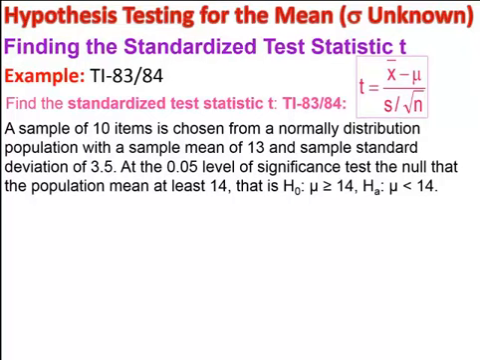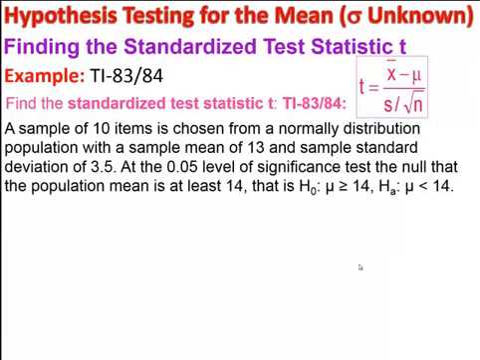So when we're looking at this example, we have a sample size of 10 items chosen from a normal distribution population with a sample mean of 13 and a sample standard deviation of 3.5. At a 0.05 level of significance, test the null that the population mean is at least 14. So in this case, we have the null and the alternative statement written.